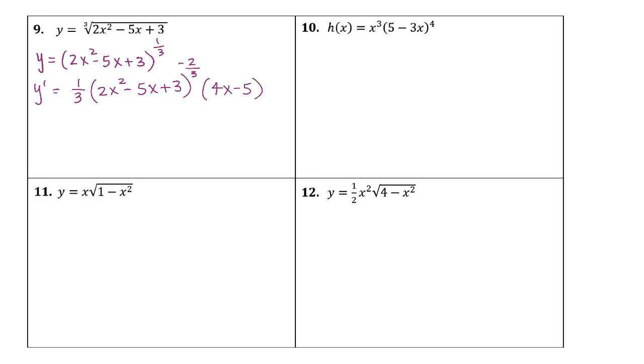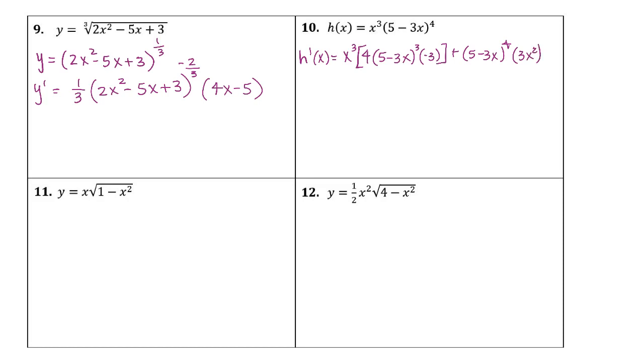Okay, for our next problem, we need to do our product rule. H prime at x equals, we have the first, and then times the derivative of the second, so we need to do our chain rule here. Derivative of the outside times the derivative of the inside, plus second times the derivative of the first.